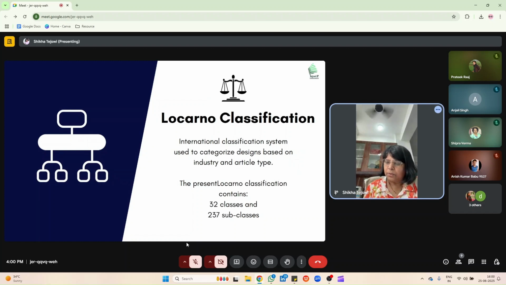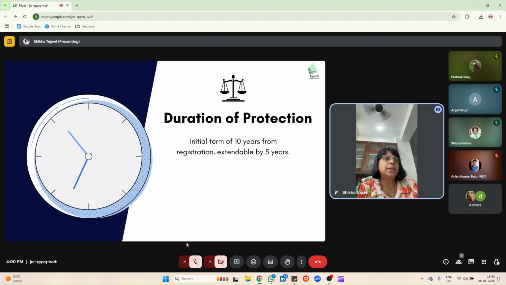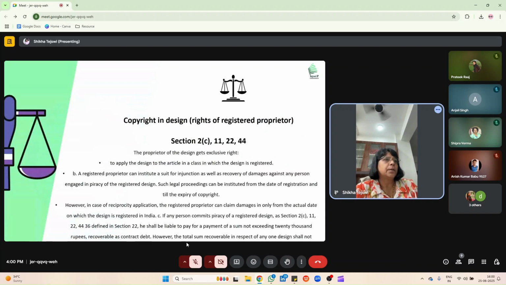Similarly, I would like to quote one or two more. Class 7 is for household goods. Class 6 is for furnishing, furniture, sets of furniture, etc. So in this way, there is a classification. When we fill Form 1 in case of design, you have to mention which class and which subclass you are referring to. Now, the duration of protection is initially 10 years from when the certificate has been granted, and further you can renew it for another 5 years.